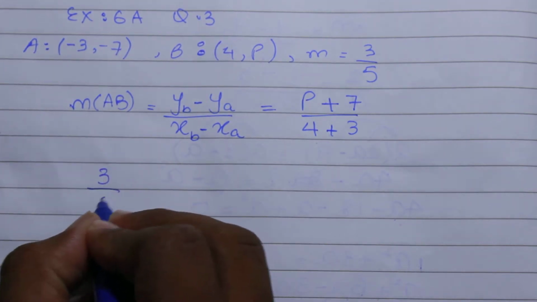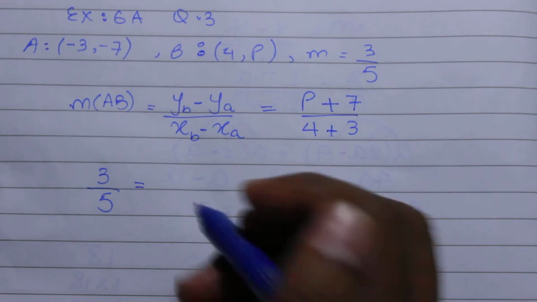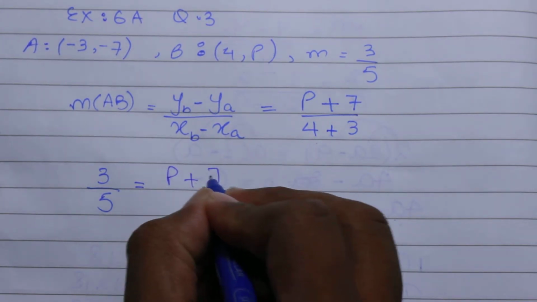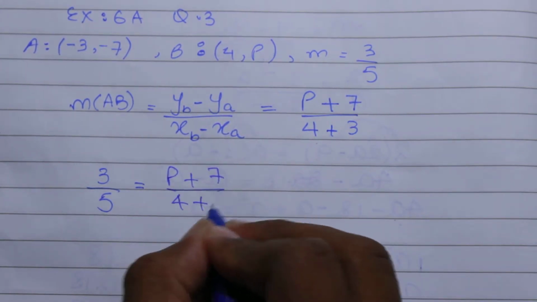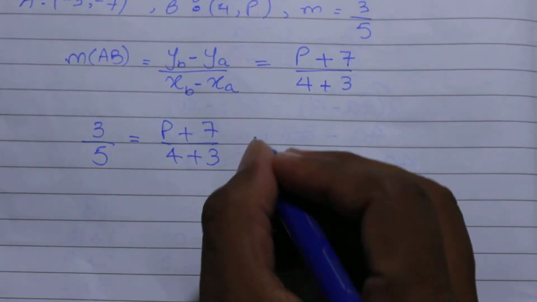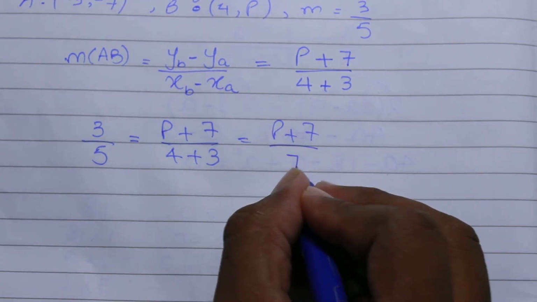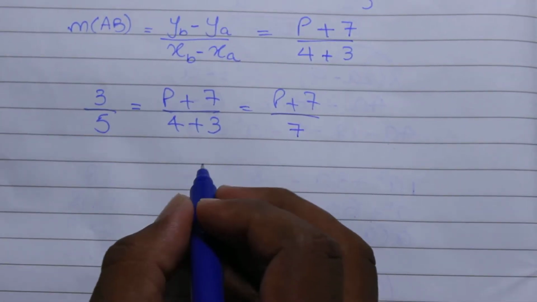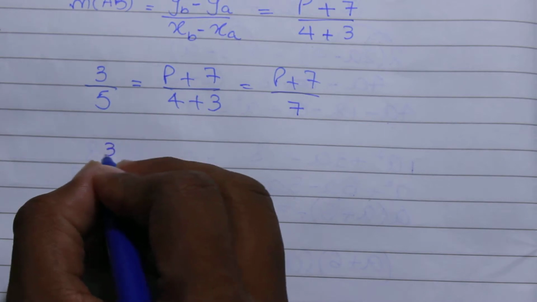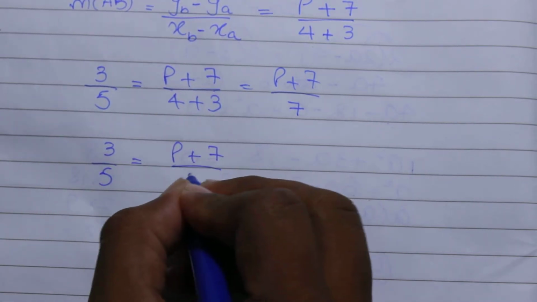So 3 upon 5 is equal to this gradient. This is P plus 7 upon 4 plus 3. Now this 4 plus 3 can be solved. It can be P plus 7, and 4 plus 3 gives you 7. Now we can cross multiply. 3 upon 5 is equal to P plus 7 upon 7.